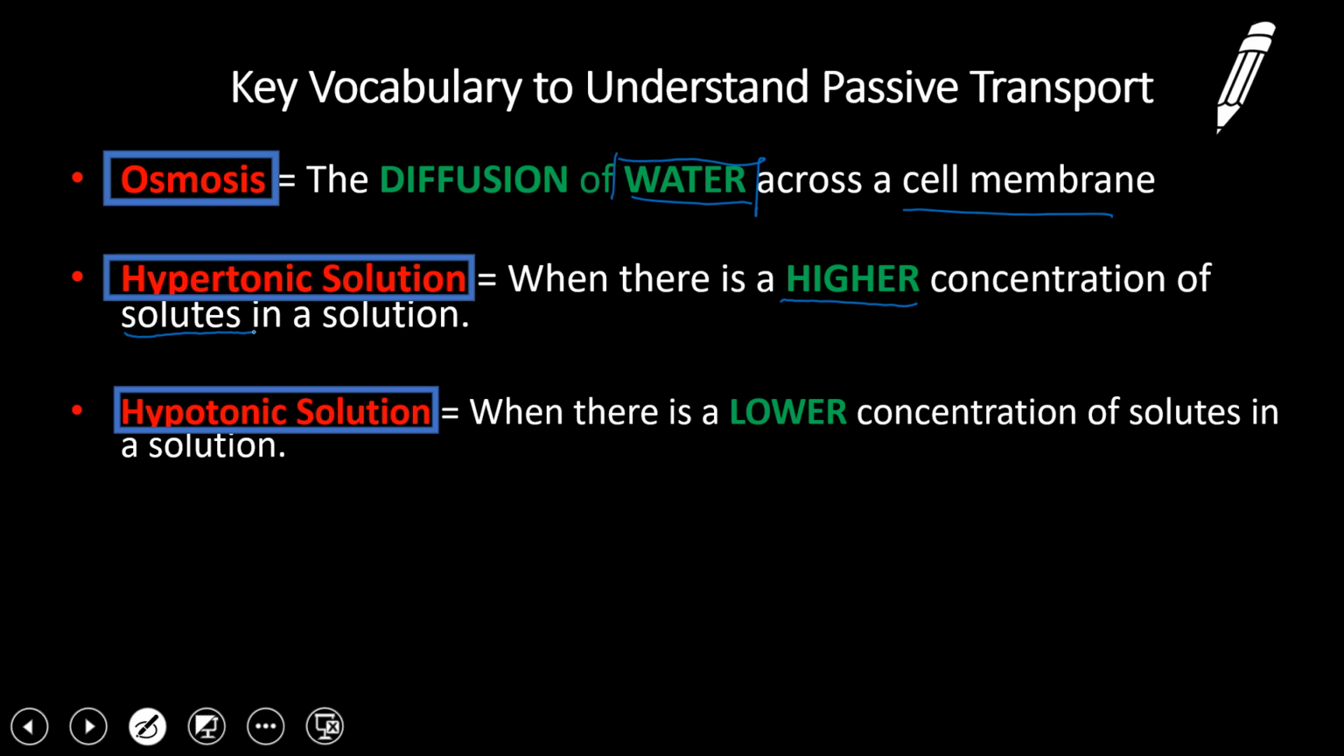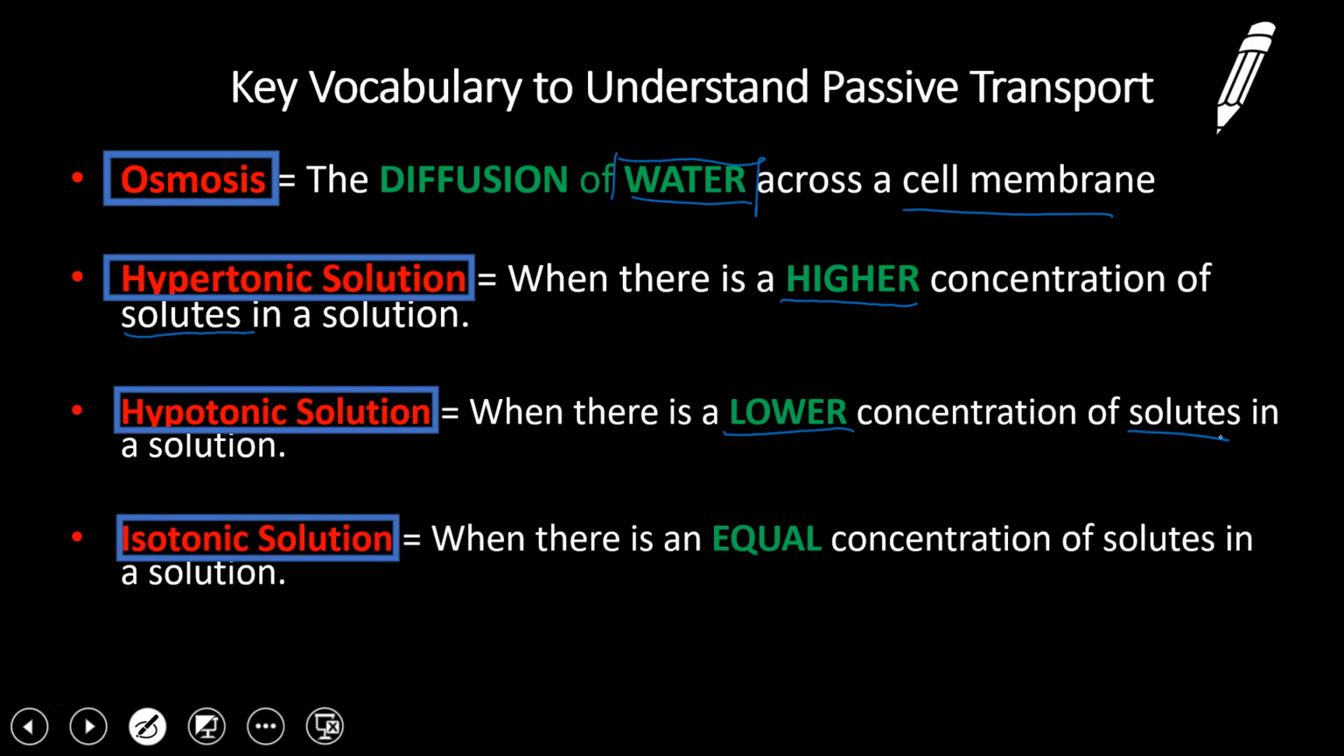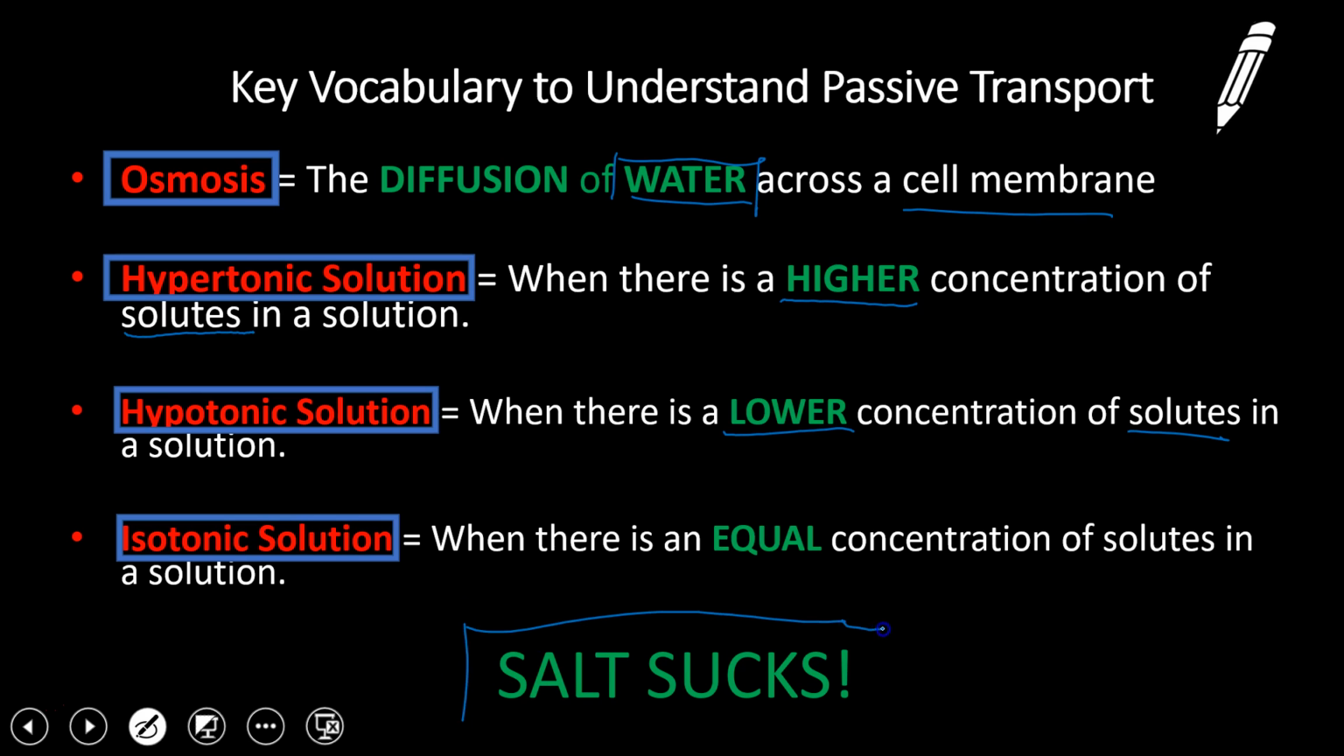Hypotonic is when there is a low concentration of solutes or molecules in a solution. And iso means the same. An isotonic solution is when there's an equal concentration of solutes in a solution. All right. So go ahead and take note of this, and let me go ahead and show you guys some examples of these words in action. Oh, also go ahead and jot this down, and don't forget this: salt sucks. And I'll show you guys what this means in just one moment.